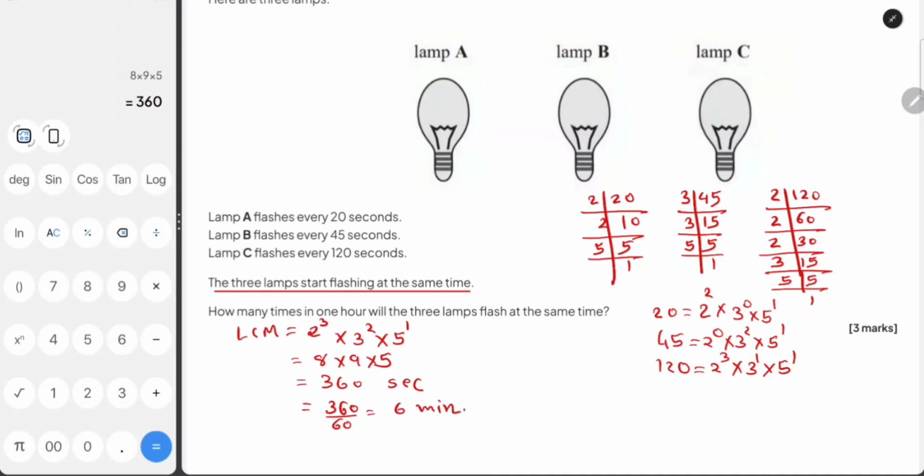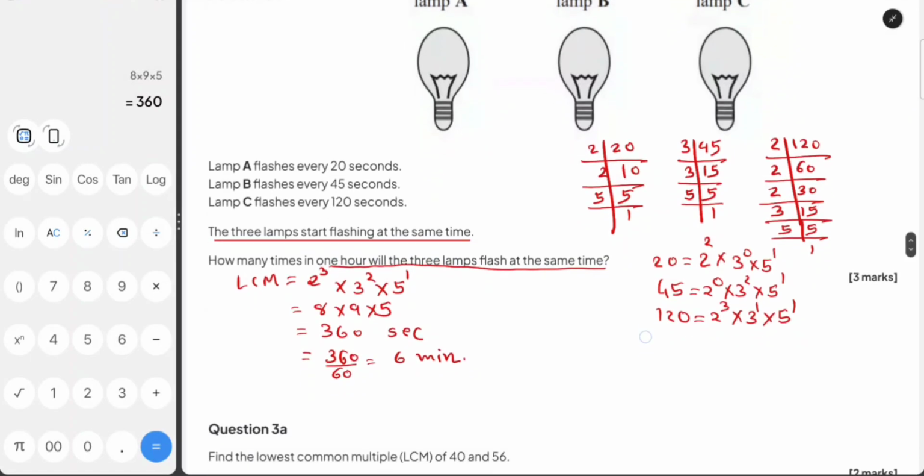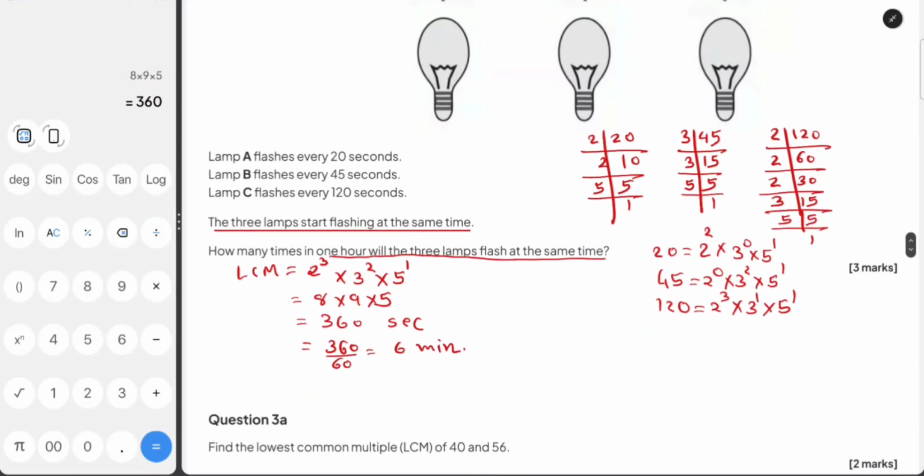Okay, so after every 6 minutes they are lighting together, and we want to find in 1 hour how many times they are flashing together. For that I am taking one example. Let's take the time of 10 a.m. and starting from that to the 1 hour which is 11 a.m., till then how many 6-minute intervals are coming.